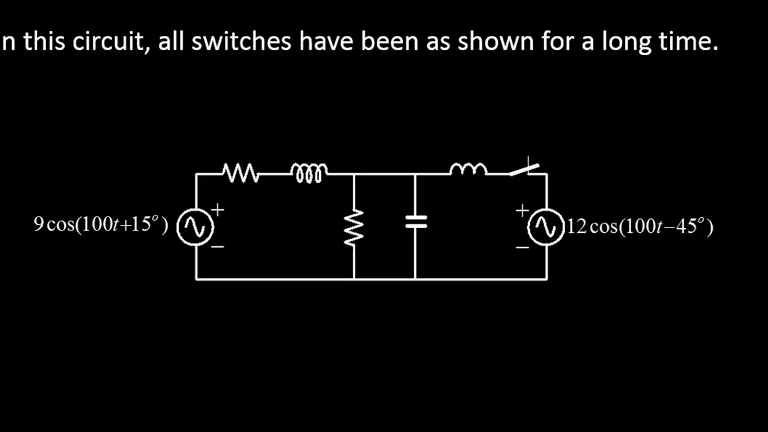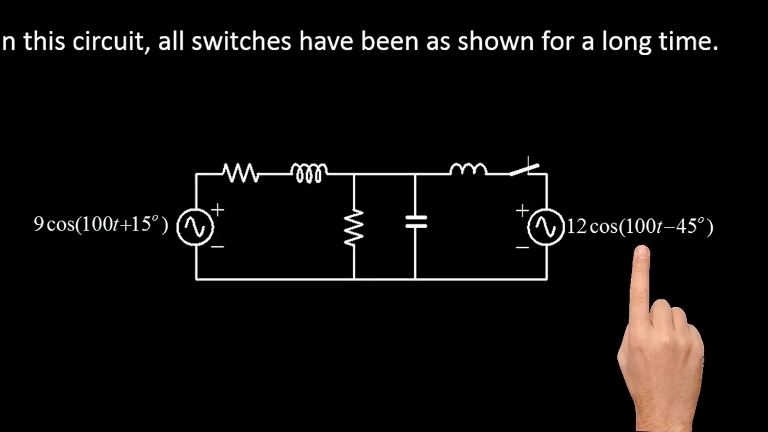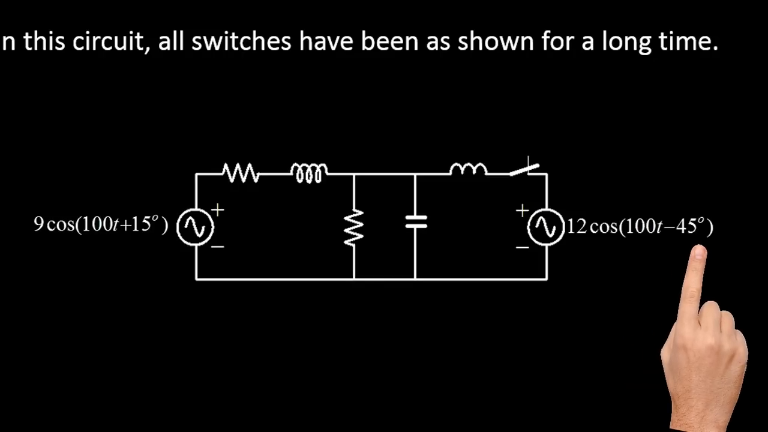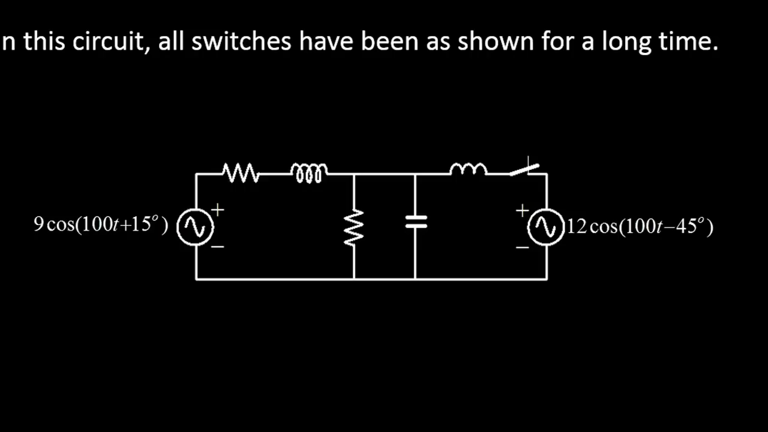And the function on the right is another sinusoid. It is a 12 volts peak value cosine of 100 radians per second times t minus 45 degrees. Those are volts. Now we know the circuit is in AC steady state because the sources are sinusoidal with the same frequency, 100 radians per second. We are in AC steady state.